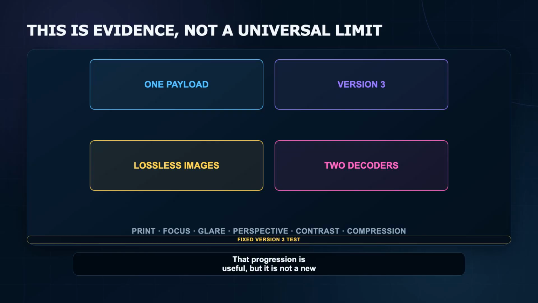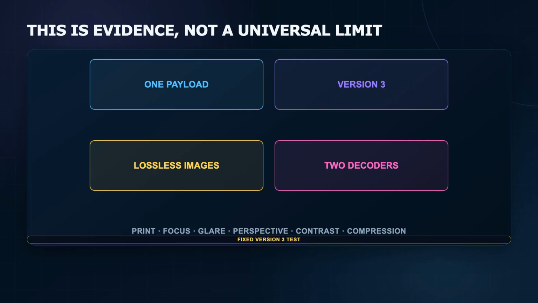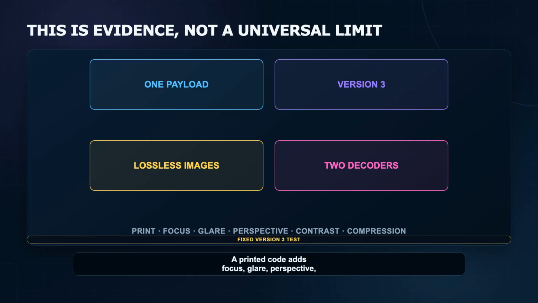That progression is useful, but it is not a new consumer specification. The number and arrangement of data and recovery code words can differ across versions and levels. The visible pattern also changes with the payload and selected mask. Our result comes from clean, lossless images. A printed code adds focus, glare, perspective, contrast, compression, and module size limits.